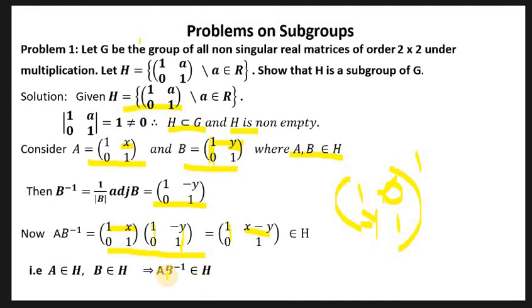AB inverse means star is multiplication here. So A into B inverse belongs to H. Hence H is a subgroup of G. In order to prove that H is a subgroup of G, we have taken two elements A and B. Then we proved that A star B inverse, that is nothing but A into B inverse, belongs to H. Therefore, H is a subgroup of G.